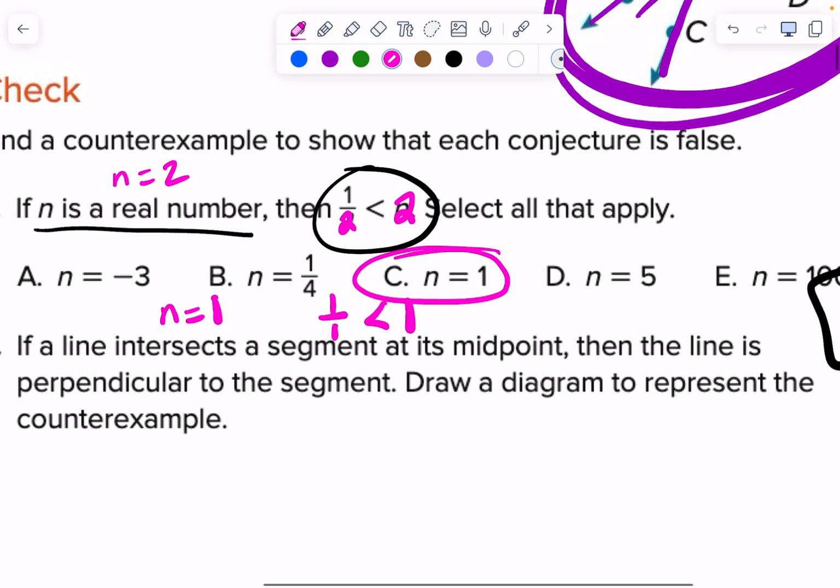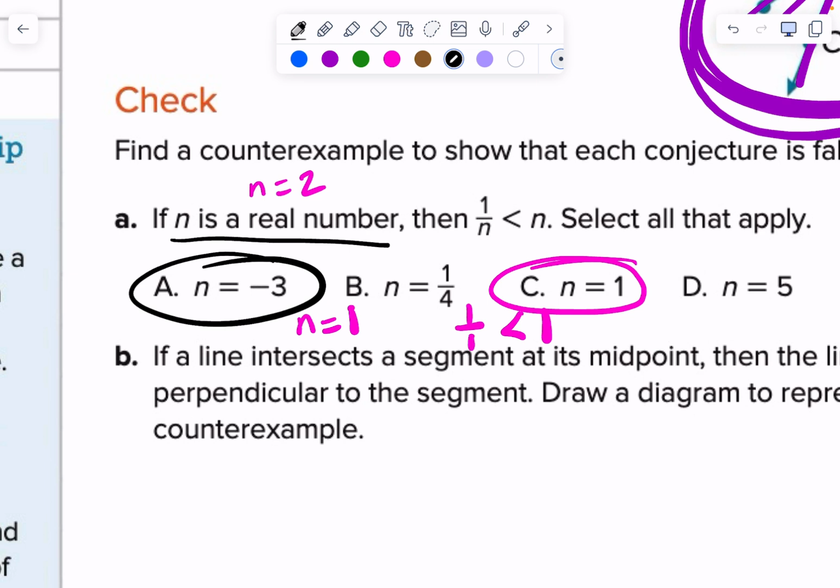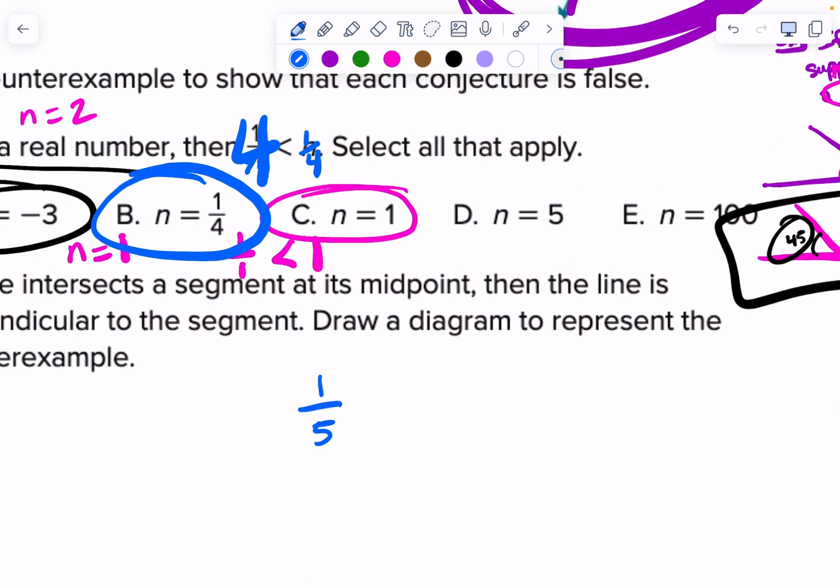Okay, there's a lot of these. Select all that apply. If n is negative 3, then 1 over negative 3 is less than negative 3. Is negative 1/3 less than negative 3? No. So this one is a counterexample. Okay, 1/4. 1 over 1/4 is less than 1/4. That equals 4, so 4 is less than 1/4? No. So that's a counterexample. 5: 1 over 5 is less than 5. That works, so that's not a counterexample.